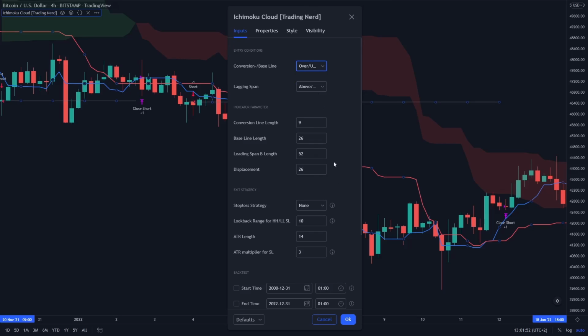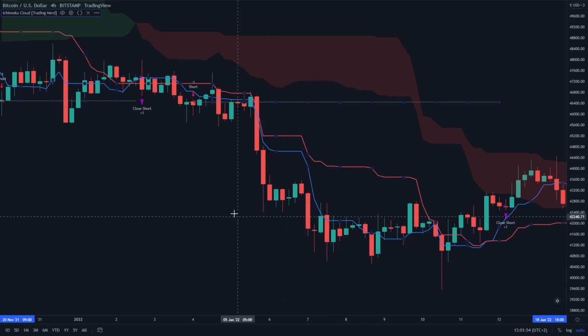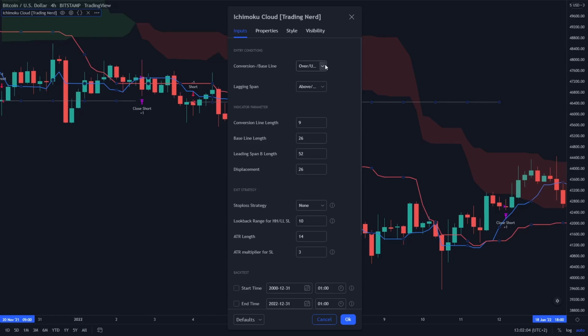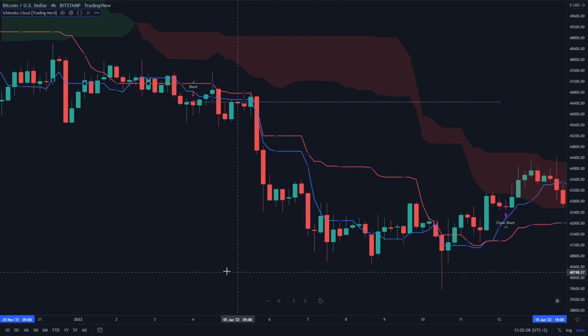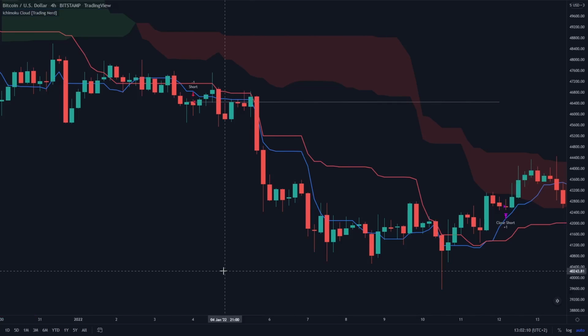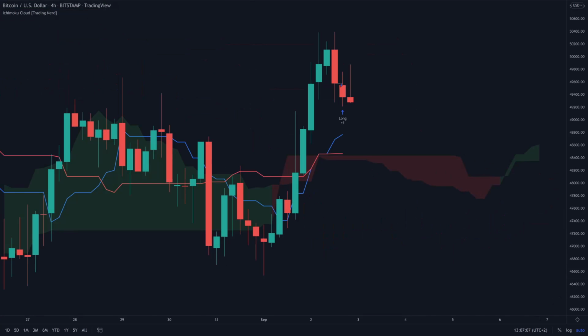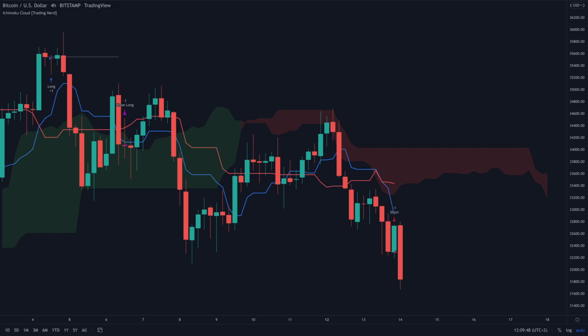For the conversion and the baseline, we will test two versions. The first one is that the conversion line has just to be above the baseline for a long entry and below the baseline for a short entry. Later at the results I will call this type the above-below option. The second type is the crossover type. So for this option the conversion line has to cross the baseline right before we enter the trade. For a long trade this has to be a conversion line cross over the baseline, and for a short trade a cross under the baseline.